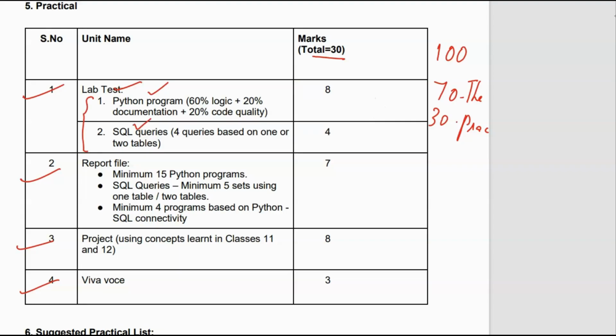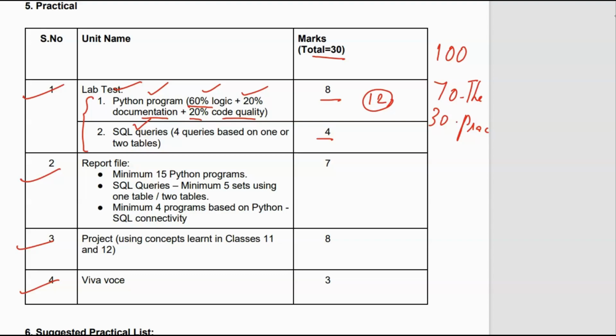You will have a total of 8 marks for the Python program and 4 marks for SQL queries, a total of 12 marks. Under the Python program, they will be asking you to write programs using user defined functions. You should write it with 60% logic, so the logic of the program should be covered, and 20% documentation should also be covered, and for 20% they will look at the quality of the code you have provided in the practicals.